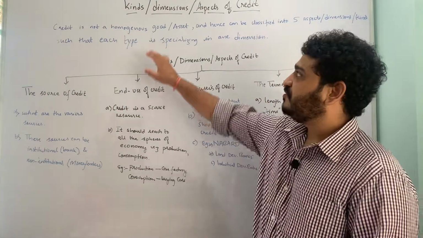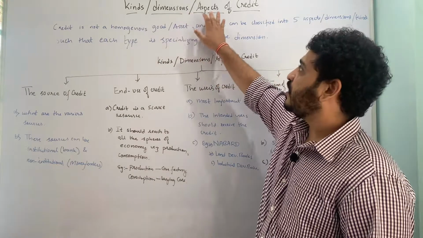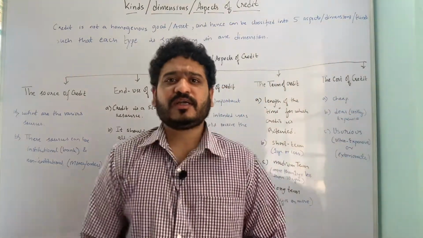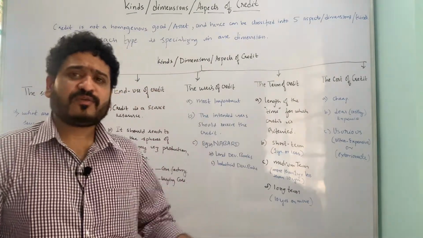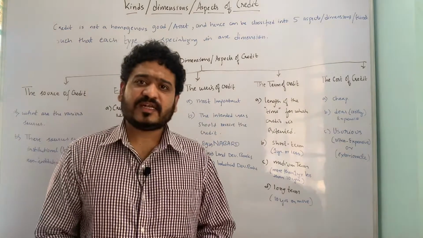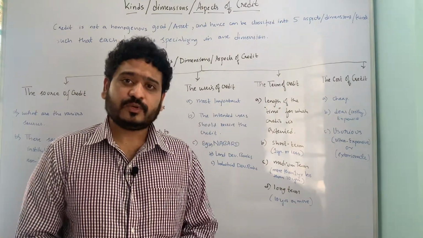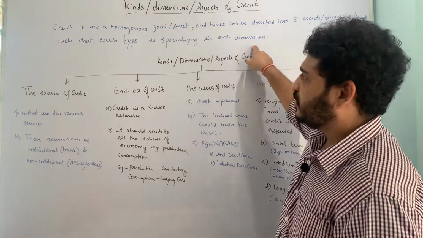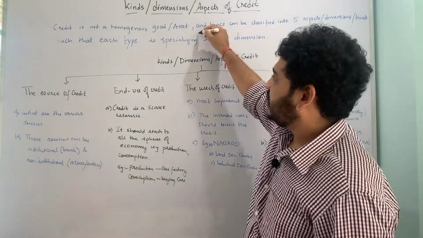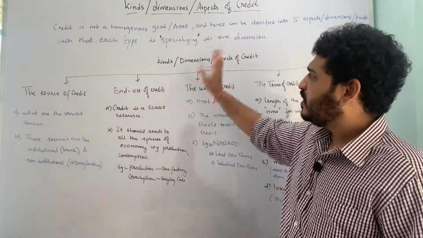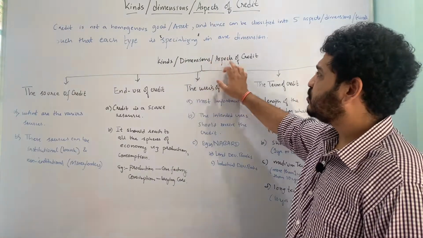So today I have different kinds, dimensions or aspects of credit for you. Since we know that credit is not a homogeneous commodity or a good or an asset, what we can do is classify it into different aspects, such that each aspect serves a particular direction or dimension. It is specializing in one aspect or one dimension. So now let us look at the kinds or the dimensions or aspects of credit.